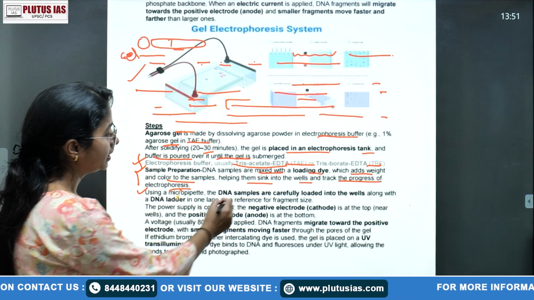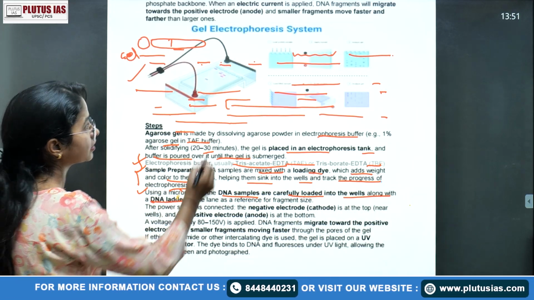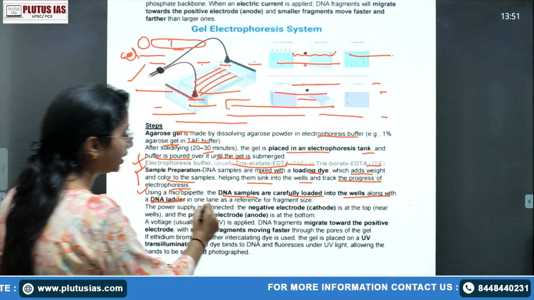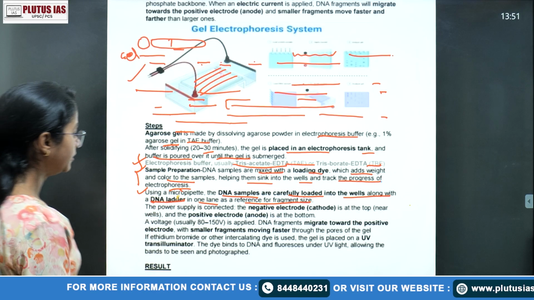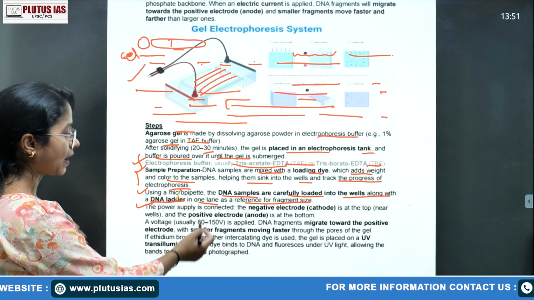Using a micropipette, DNA samples are carefully loaded into the wells along with the DNA ladder. That is something about the ladder. These are the columns like that, in one lane as a reference for the fragment size. The power supply is connected. This is your power supply.